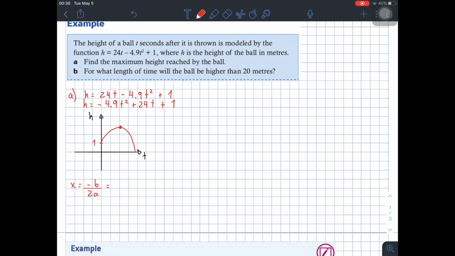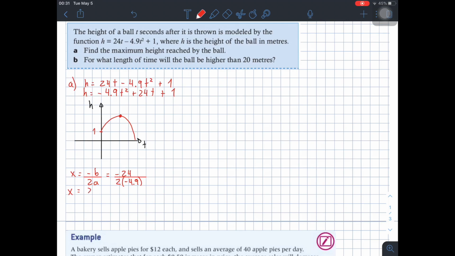If we plug in the values, in this case it's negative 24 over 2 times negative 4.9. You can calculate this using a calculator, and you will get a value of x which equals, let me see, negative 24 over 2 times negative 4.9. This gives us 2.45. Remember that x in this case, let me change this. We're talking about t, right? Time is our x in this case. So in 2.45 seconds, the ball would reach its maximum height.